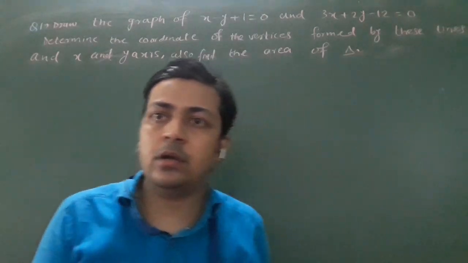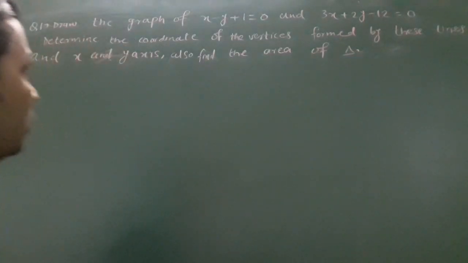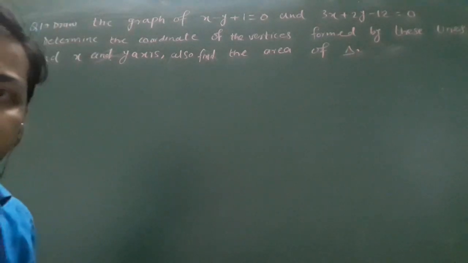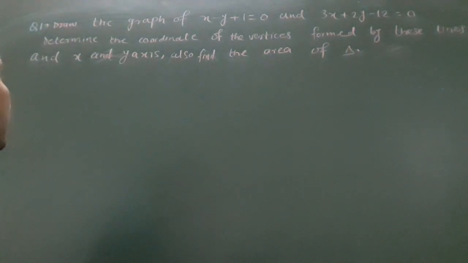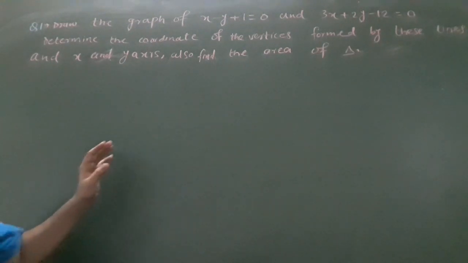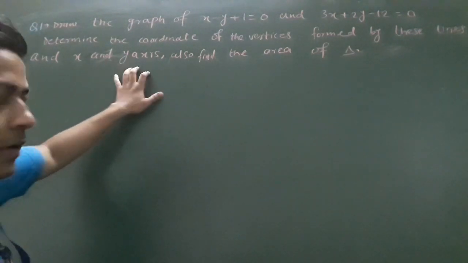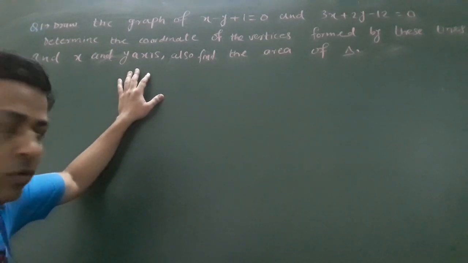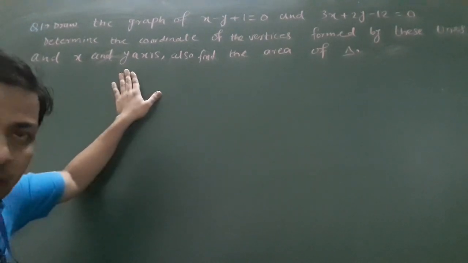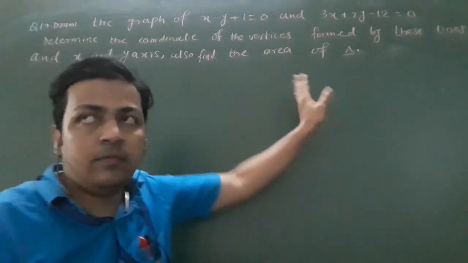Now here is the question. The question is, draw the graph of x minus y plus 1 is equal to 0 and 3x plus 2y minus 12 is equal to 0. Determine the coordinates of the vertices formed by these lines and the x axis, x and y axis. I have included x and y axis here, but in the question you will see either x axis or y axis. Also find the area of the triangle.